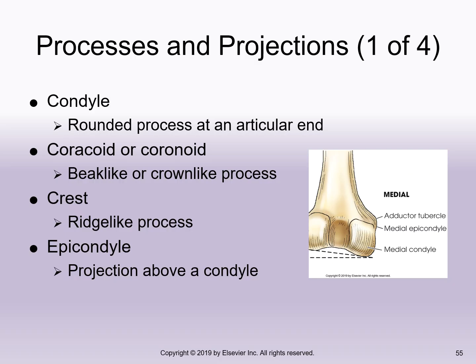So in a sitting position, a coracoid or a coronoid process. Oh, that's awful. Those things are spelled so similarly. It would be terrible if you confused them on a quiz. It is a beak-like or crown-like process. A crest is a ridgeline. An epicondyle is a bump just beyond a condyle. So a condyle is a rounded articular process. An epicondyle is the bump just beyond the rounded articular process.